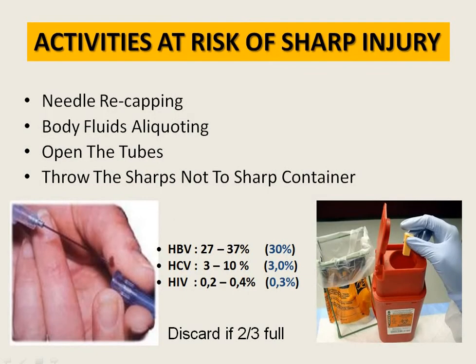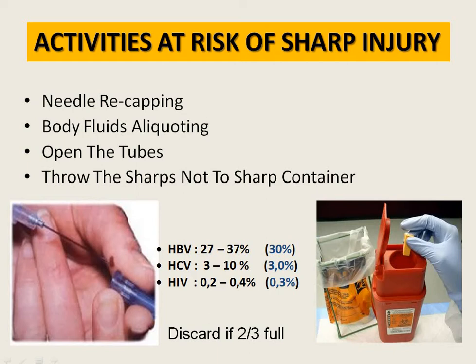Now, what are the activities at risk for sharp injury? As an HIV specialist, I always get a lot of inquiries regarding how we can prevent needle stick injuries, or if we have a needle stick injury, how we can get rid of the infection. As we know, HIV, HCV, HBV are the infections that occur due to needle stick injuries, and the commonest is hepatitis B, with a 30% chance of getting the infection. Secondly, HCV is only 3% and HIV is 0.3%.